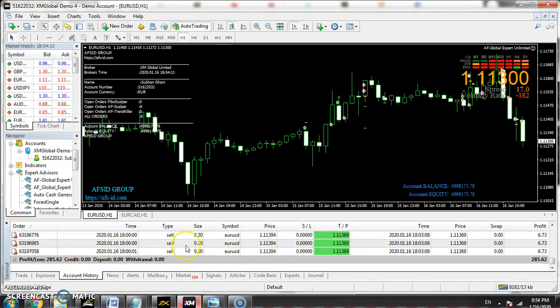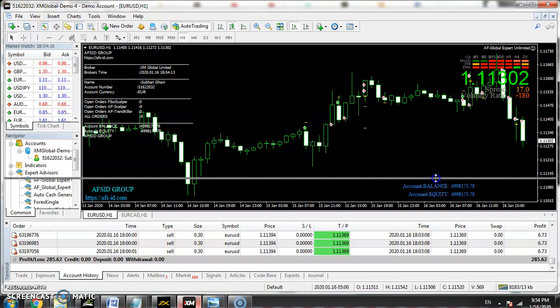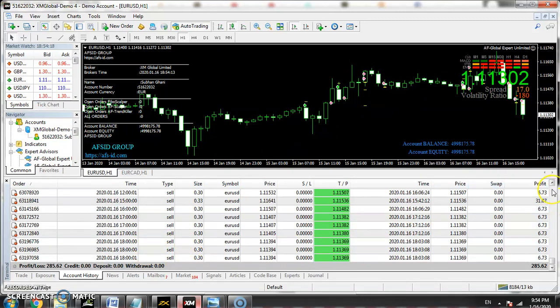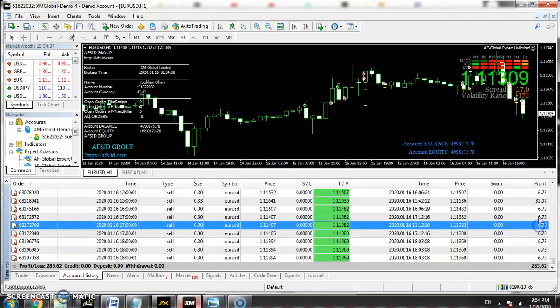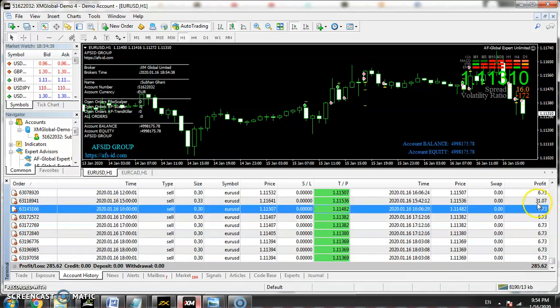Okay guys, first of all, now look at here what it has done today. This is the mini account. The previous one was the standard account. Now look at here. The profit that I provided you in the previous video was lesser than this. I think it was $59, but right now if you look at here, the profit has reached 285 till now, and you can see 6.73, $31.